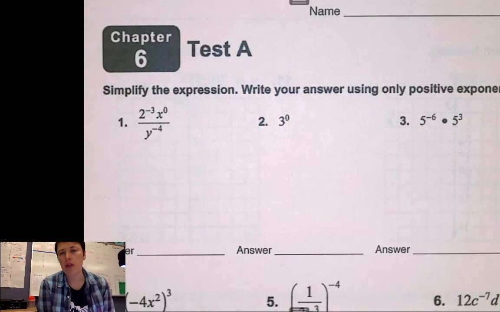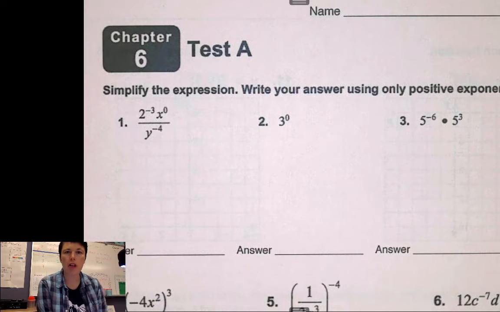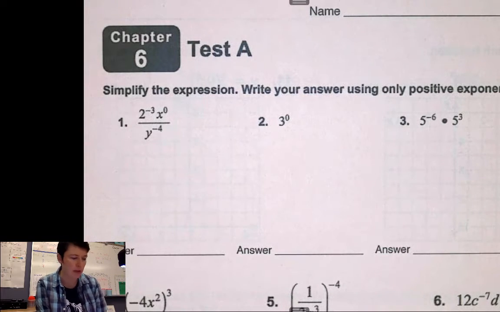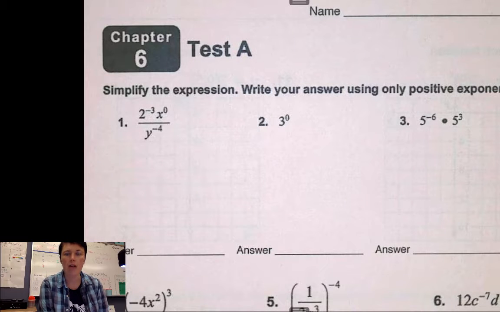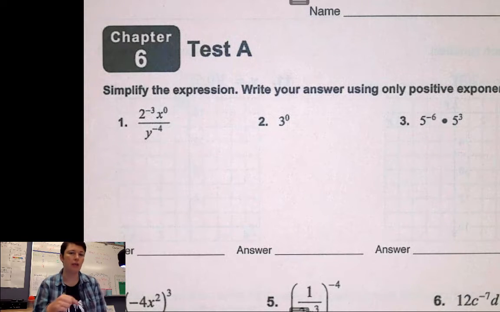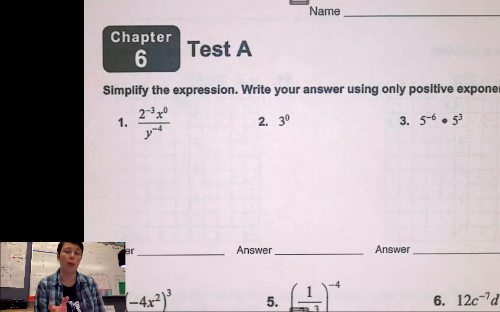Alright, hi guys. This is going to be a new type of video that I've not tried posting before, but we are going to review a test that we took in class. So happens to be our Chapter 6 test, and I'm going to go in this video and probably in the next video over each solution to each problem.